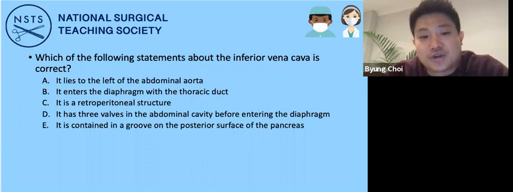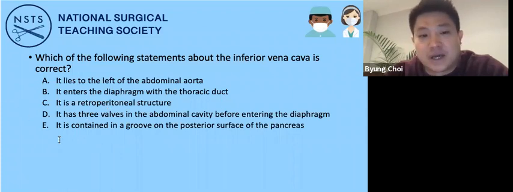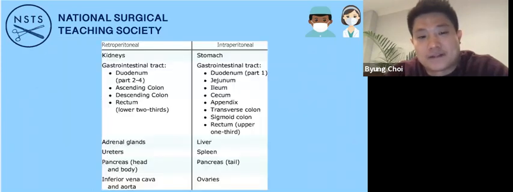Okay, so the key really is, if you know your intraperitoneal versus retroperitoneal structures, this would be a relatively straightforward question to get. And here, attached are some of the retroperitoneal and intraperitoneal structures.